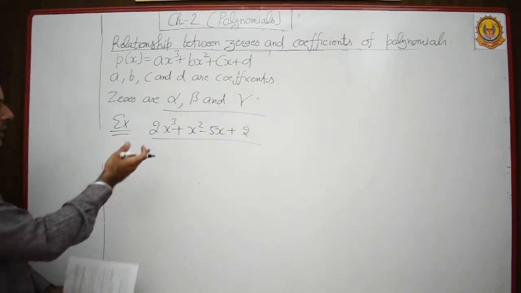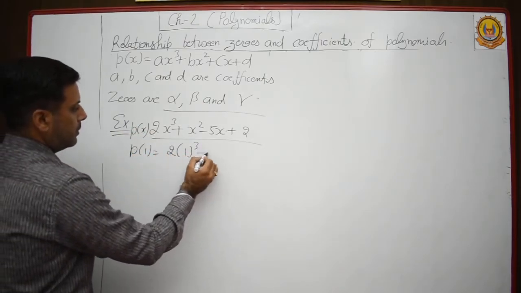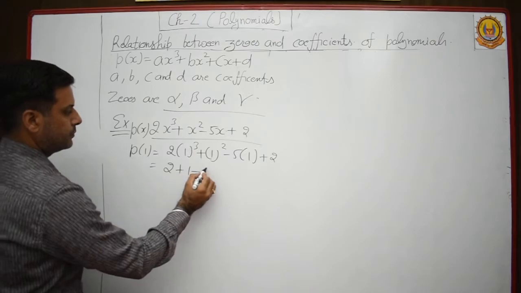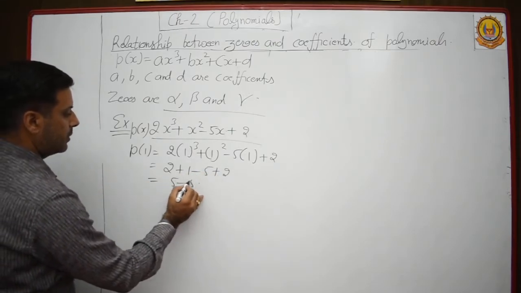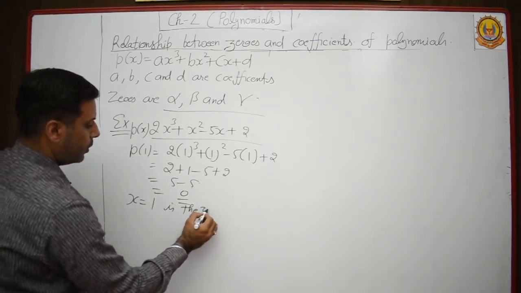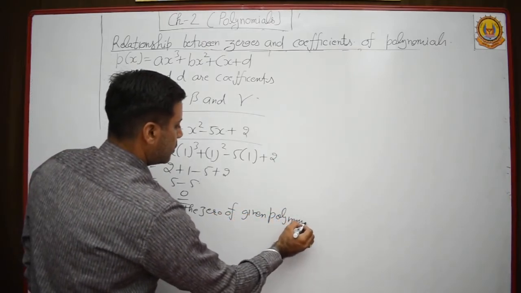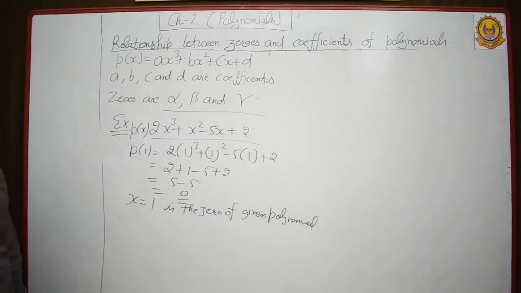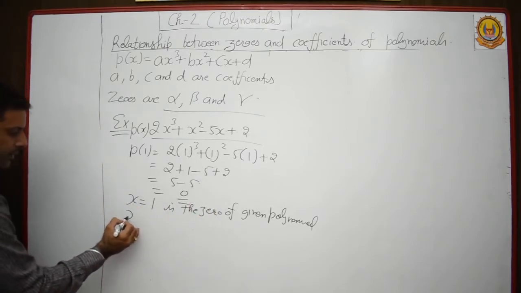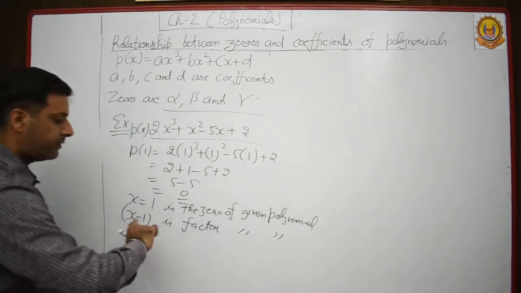Suppose here I am putting x equal to 1, p of 1, and you will get equal to 0. So 5 minus 5 equal to 0. So x equal to 1 is a zero of the given polynomial. Because its degree is 3, it means it has 3 zeros. So from here, by using the factor theorem, since this is a zero of the given polynomial, x minus 1 is called a factor of the given polynomial by the factor theorem.